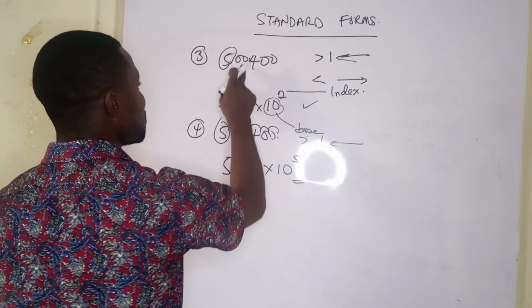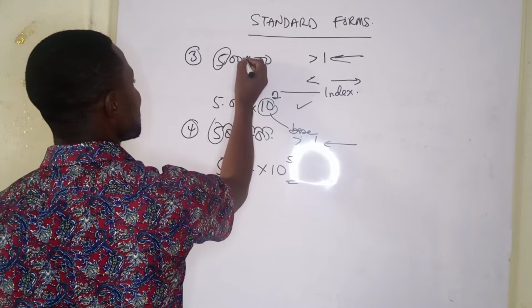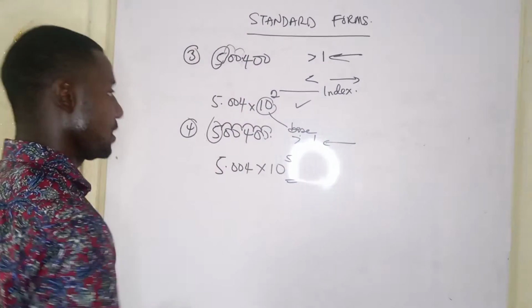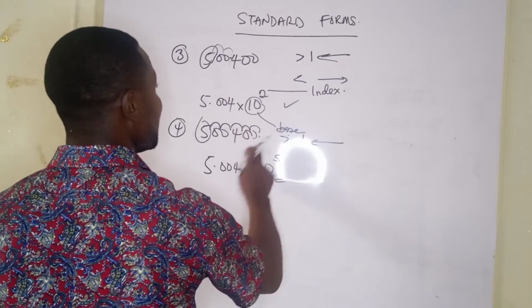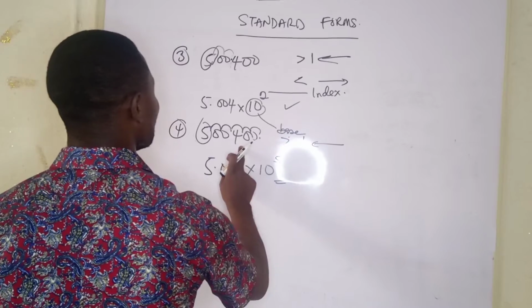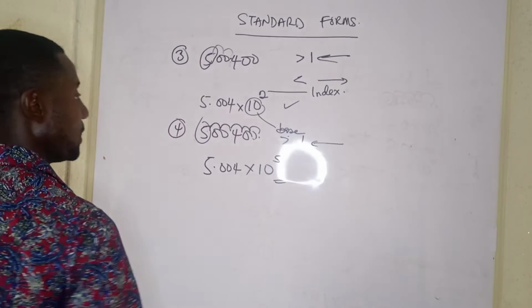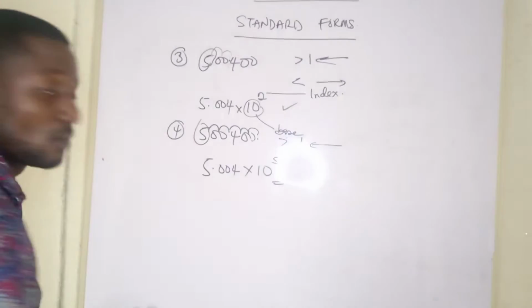But in this one here, the dot was already at this point here. So we just came 1 and 2 to the unit value. But the two of them, if you check very well, they are greater than 1. So we are counting backward. Are you following me? Now let's do another example.